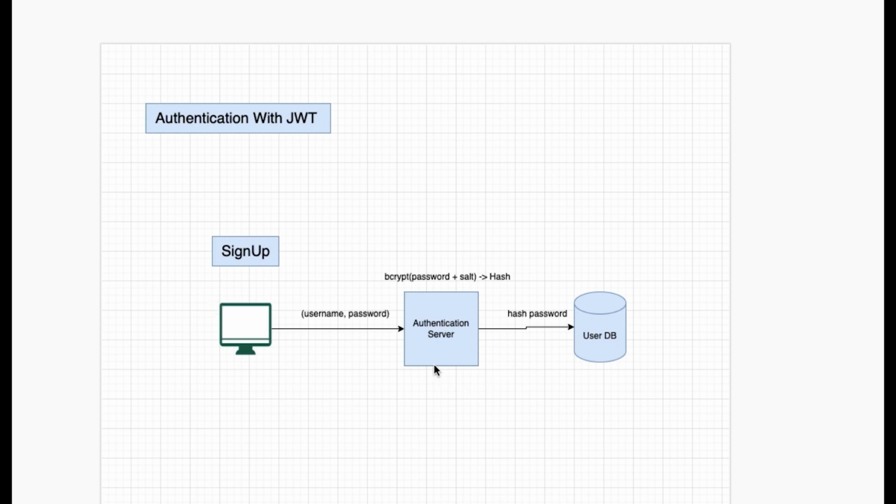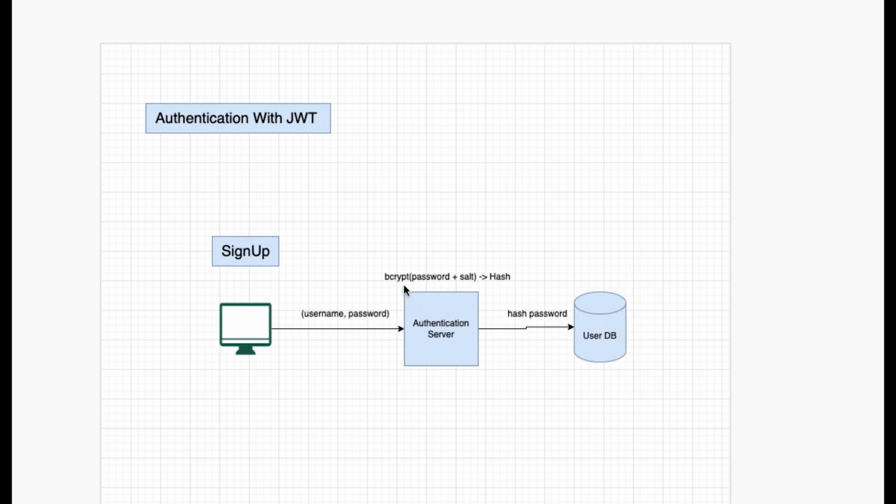Behind the scenes, the authentication server takes the password, adds the salt and uses the bcrypt algorithm to generate a hash, and then saves it into the user database with the key. The key can be anything. For our case, it's a username.